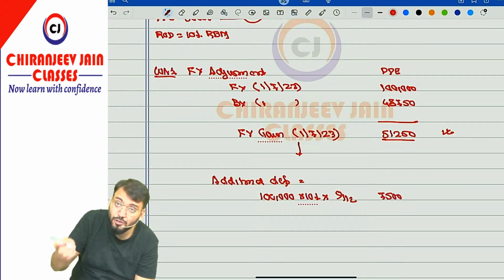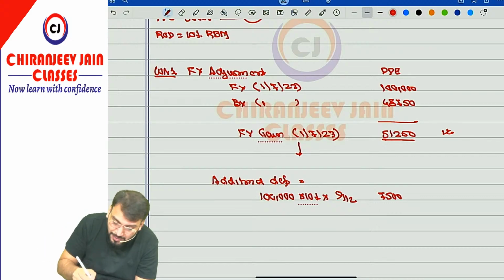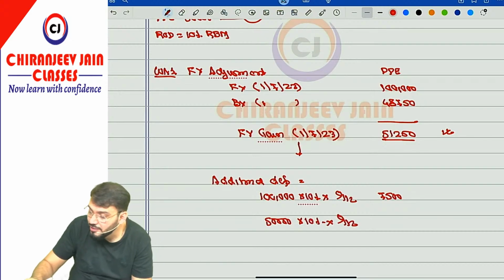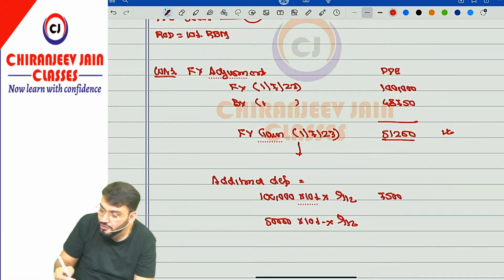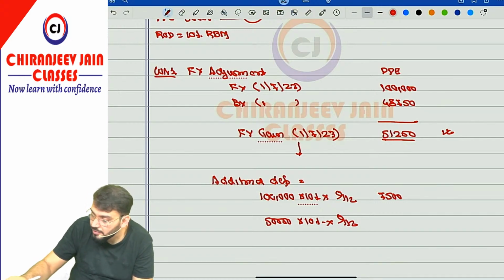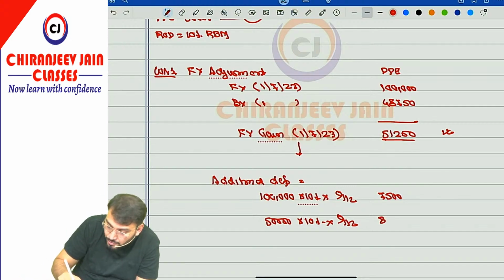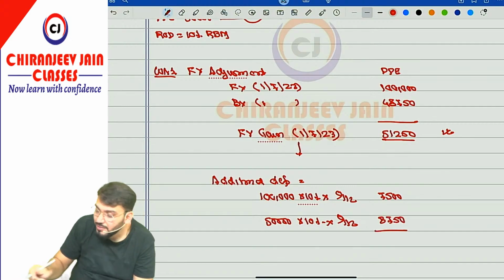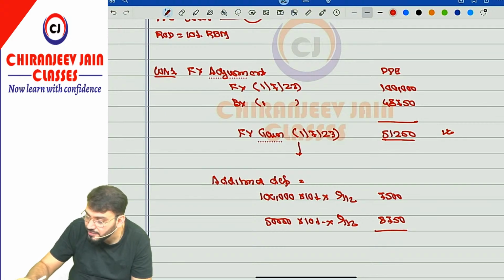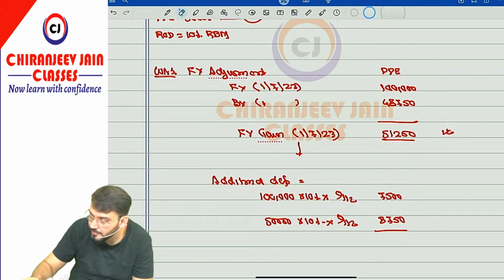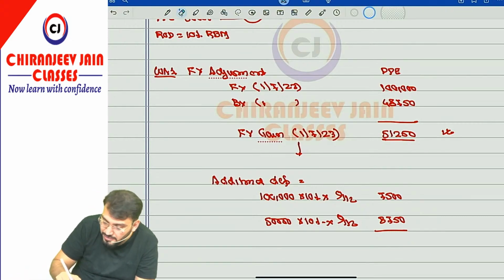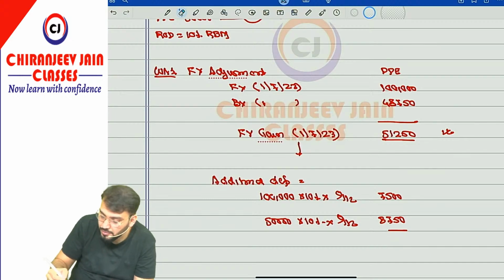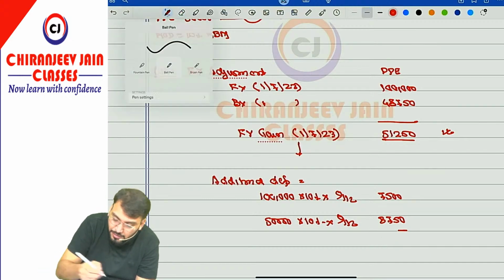But subsidiary company has already charged depreciation on opening balance. Opening balance was how much? 50,000 into 10% for 9/12 they have already charged. So it is 5,000 into 9 divided by 12. How much? It's coming 3,750. Means what will be the additional depreciation? Additional depreciation will be 7,500 minus 3,750. That is 3,750. So additional depreciation will be 3,750.